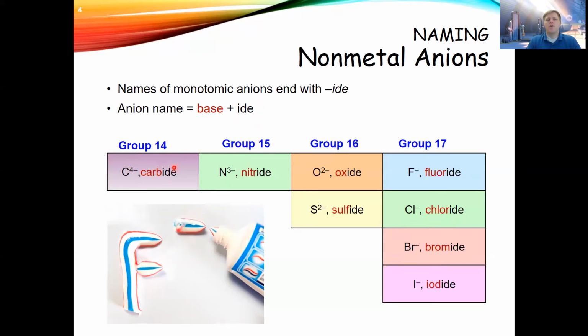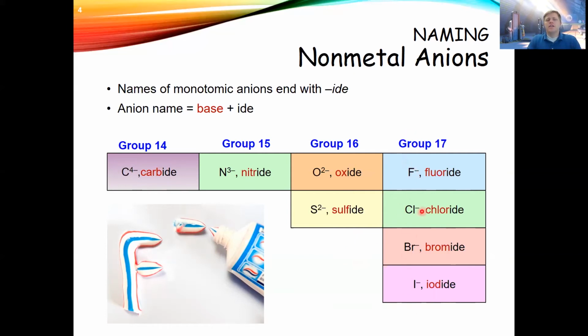For example, carbon, when it's an ion, we'd call carbide. Nitrogen would be nitride. Oxygen would be oxide. Fluorine would be fluoride. We have chloride, bromide, iodide, sulfide. Again, we're not indicating the charge on the ion in the name, because we just assume the charge on these ions.